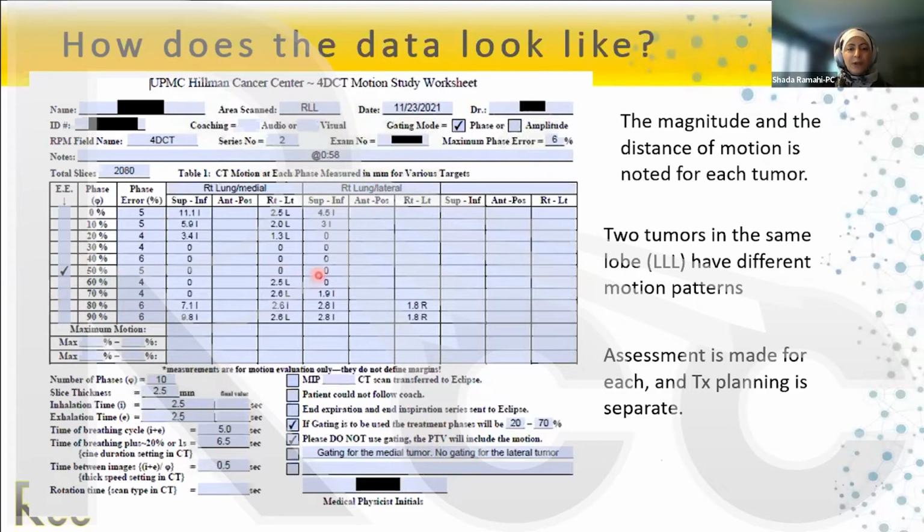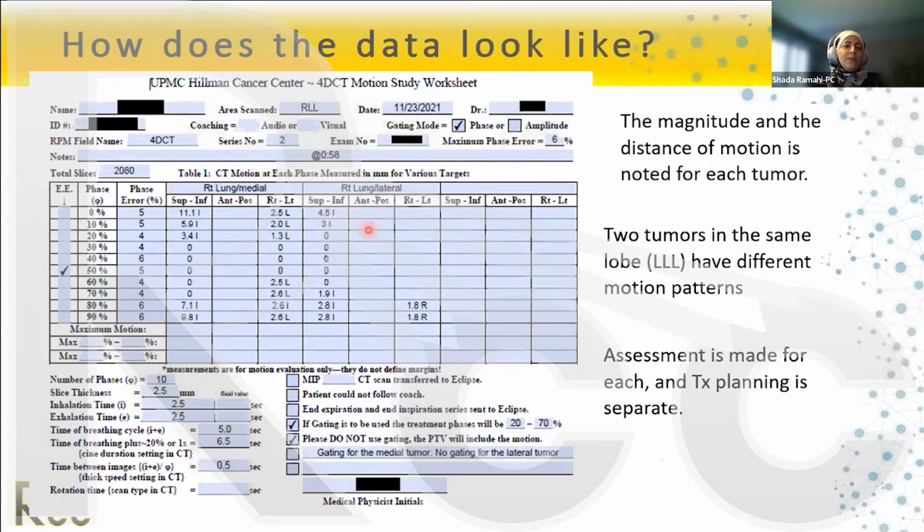The other tumor, however, the maximum motion we have is 4.5 millimeter in the inferior direction. All these numbers are in millimeters. And because the entire motion of the tumor is less than 5 millimeter, we say this tumor doesn't need to be gated. What we do in this case is take the ITV and use it for planning and treatment.